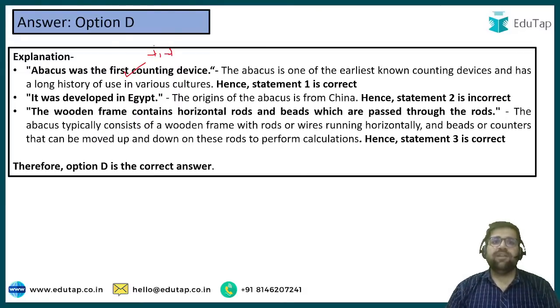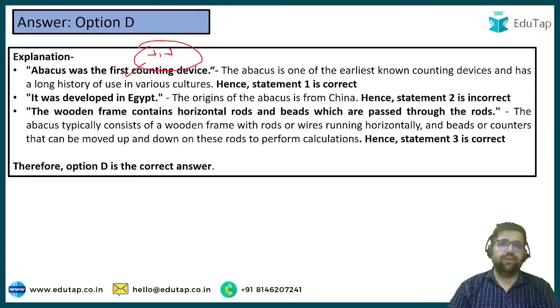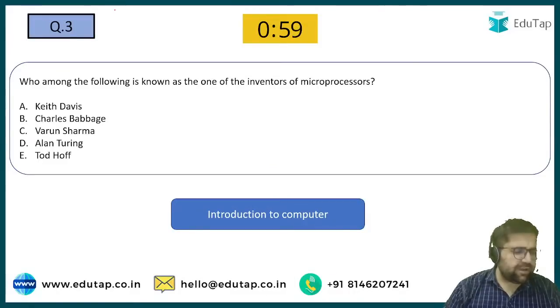Remember there were different machines which were introduced, but if you are unable to cover everything, then cover the most important one, like Abacus. Therefore the answer to this question was option D. So let's move ahead.